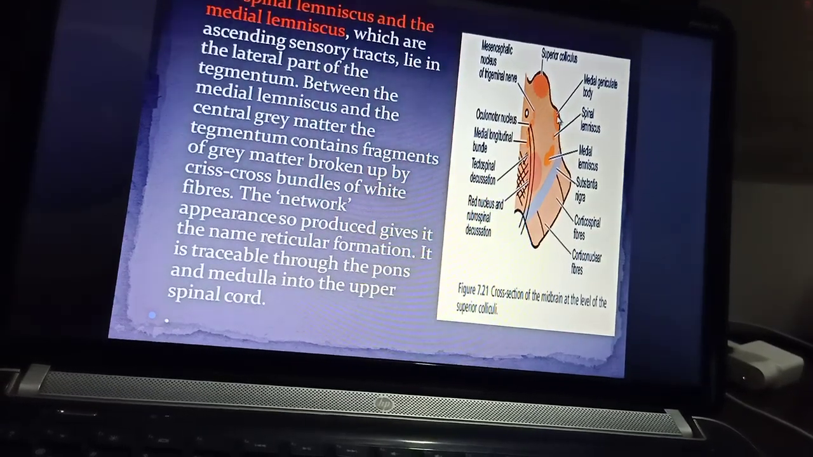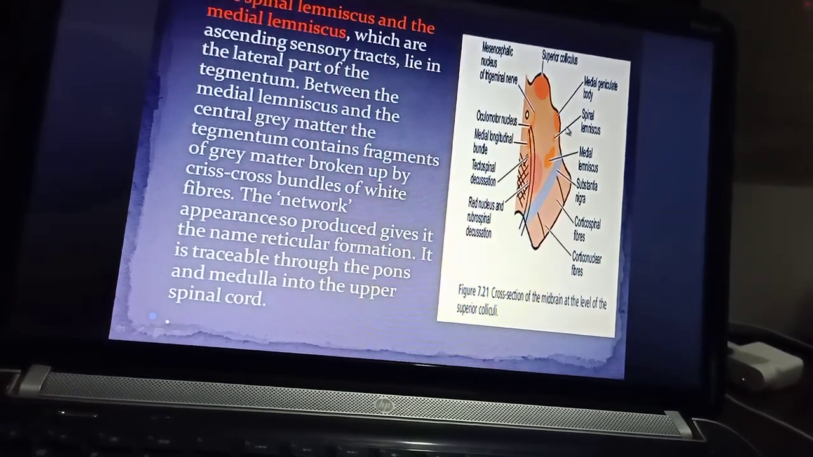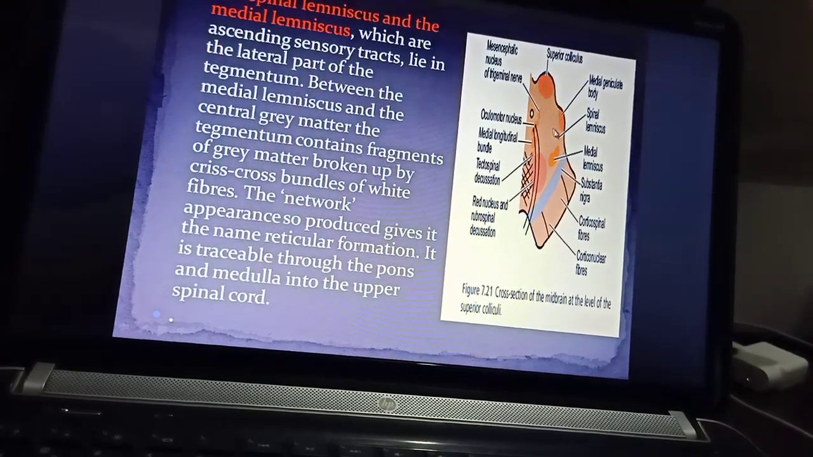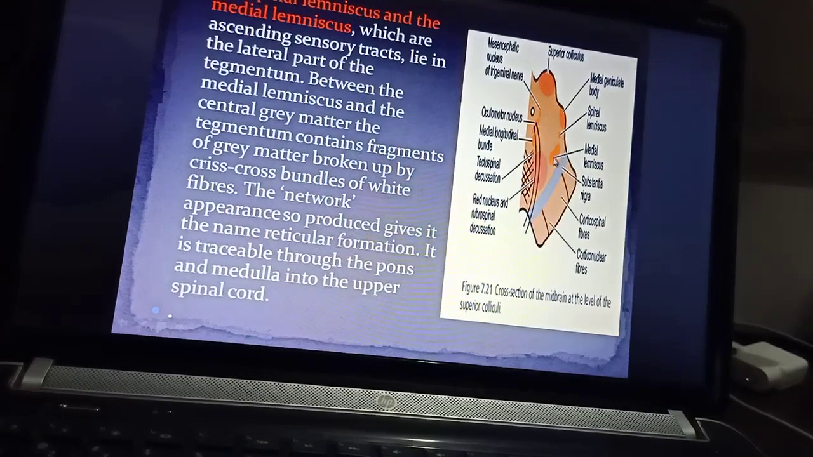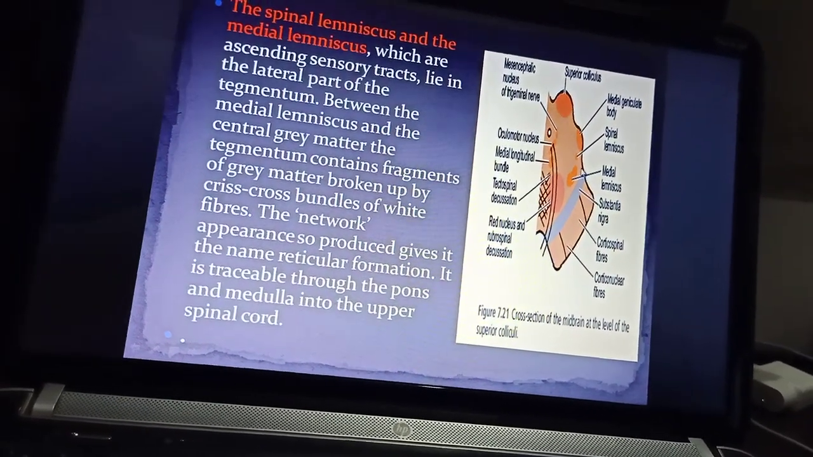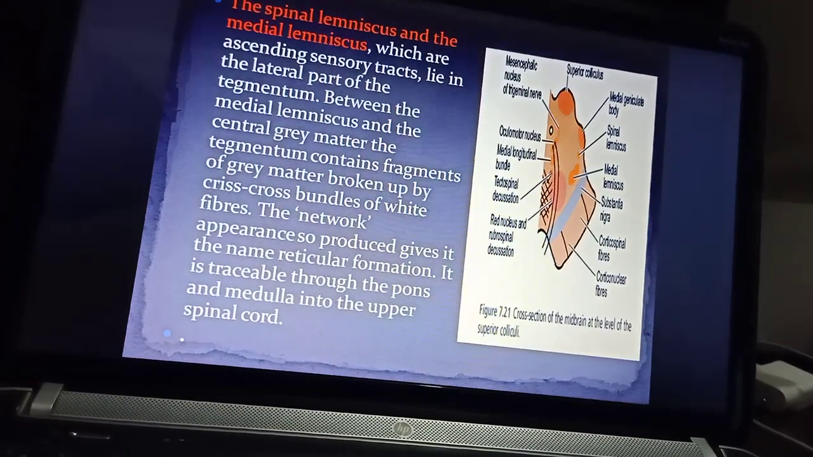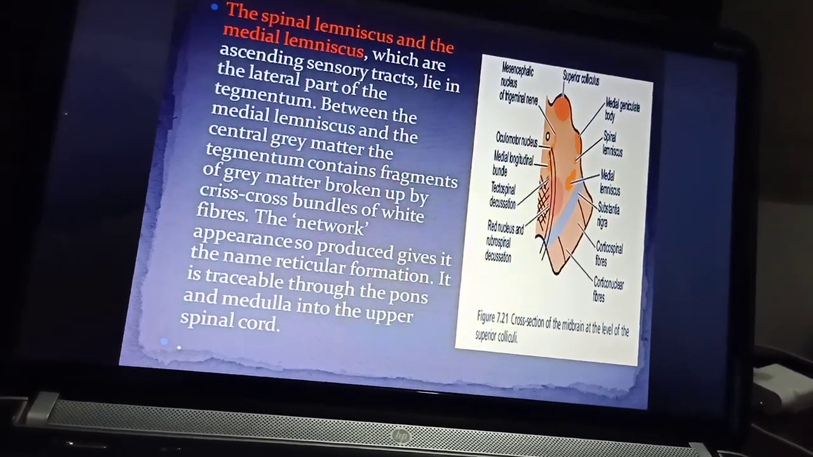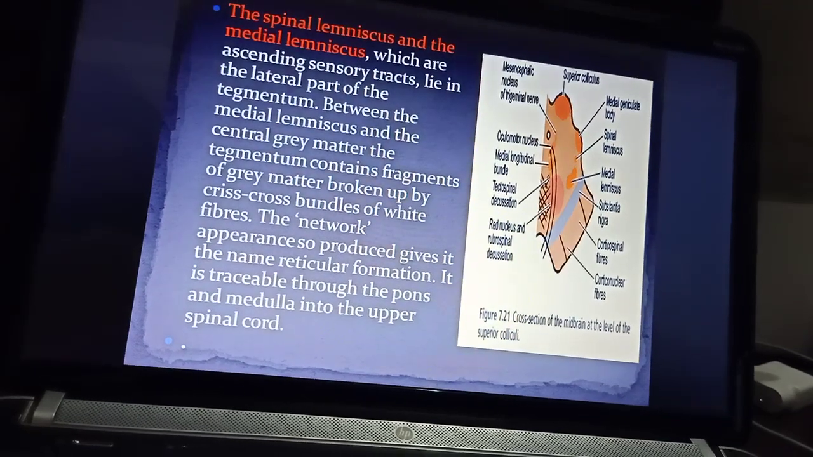Here is the medial geniculate body, you can see here. Here is the medial lemniscus, and here is the spinal lemniscus. Both are sensory tracts. The medial lemniscus arises from the gracile and cuneate nucleus, and the spinal lemniscus consists of the fibers of the spinothalamic tract.